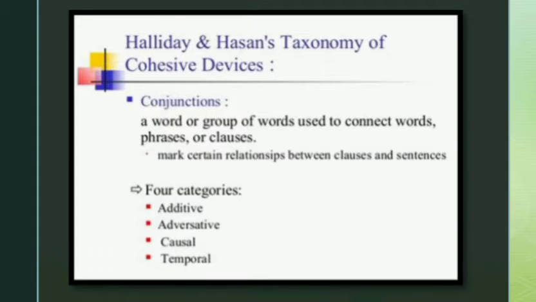Halliday and Hasan explain that the discourse marker is an anaphoric signal of the semantic relations pertaining between the given clause and its preceding clause. Conjunctives are classified into four groups according to their semantic function: additive, adversative, causal, and temporal.